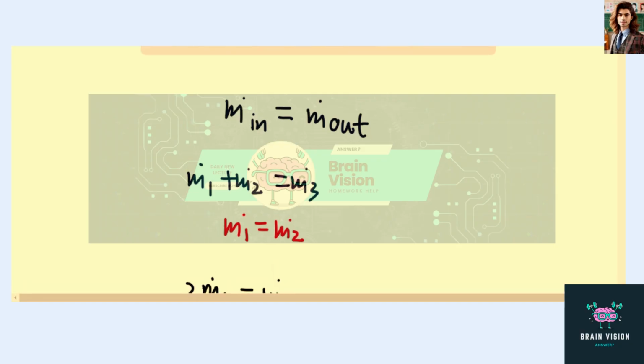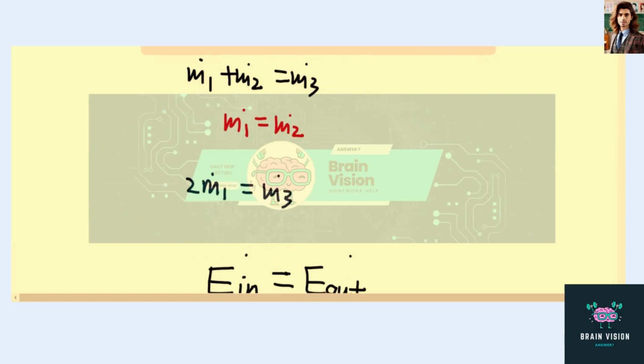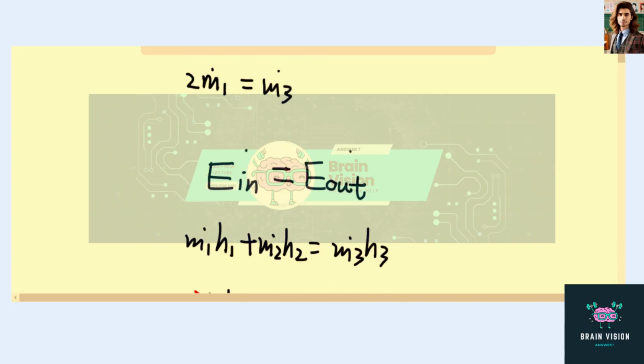Okay, so we know since there's only one inlet and one exit, so m dot in should be equal to m dot out. If we expand it, we'll have m1 dot plus m2 dot is equal to m3 dot. So m1 dot is the mass flow rate for the water, m2 dot is the mass flow rate for the water vapor, and m3 dot is the mass flow rate for the mixture. So we know in this case, m1 dot should be equal to m2 dot since both of them are water, and so eventually we'll have 2 m1 dot is equal to m3 dot.